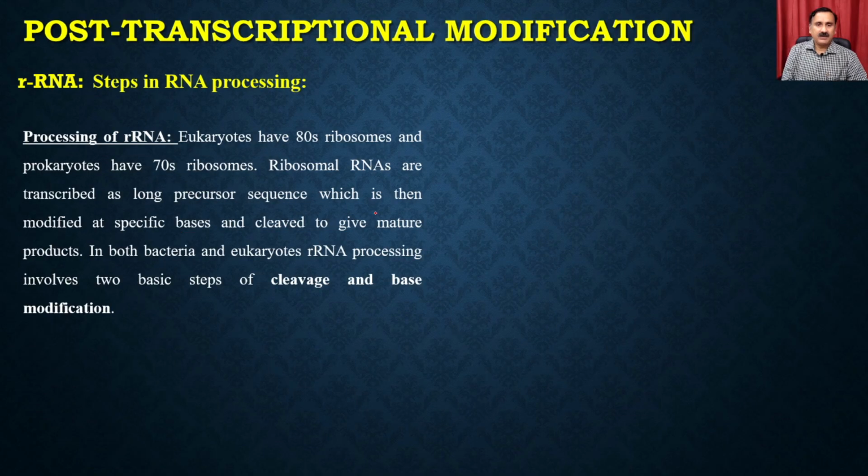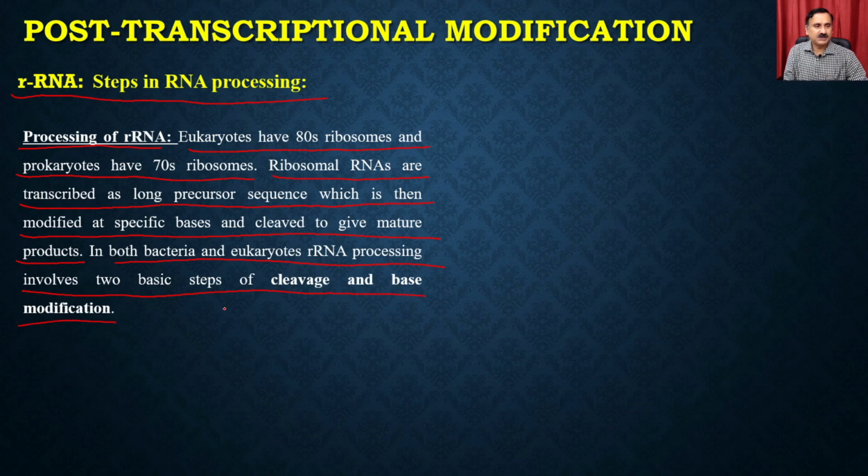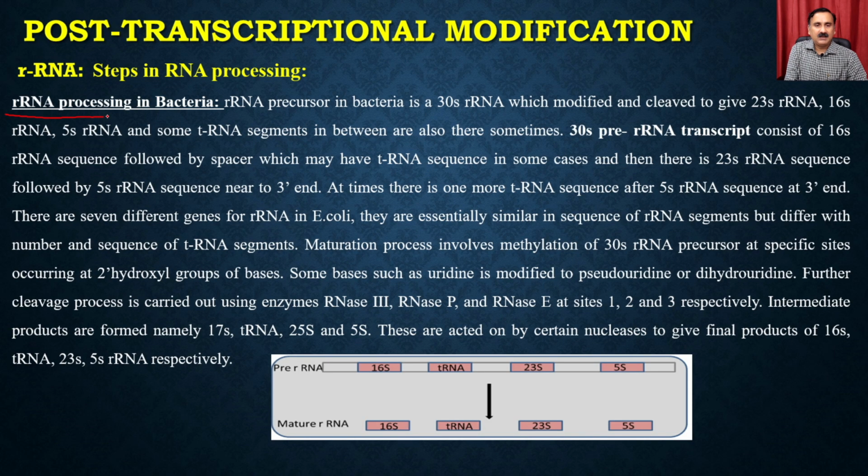Then we'll talk about the processing of ribosomal RNA. Eukaryotes have 80S ribosomes, whereas prokaryotes have 70S ribosomes. Ribosomal RNAs are transcribed as a longer precursor sequence, which is then modified at specific bases and cleaved to give you the mature product. In both bacteria as well as eukaryotes, RNA processing involves two basic steps, the cleavage and the base modifications. RNA processing in bacteria is different.